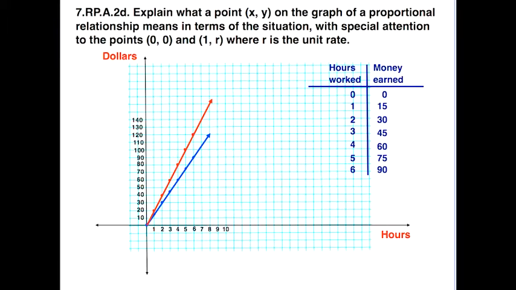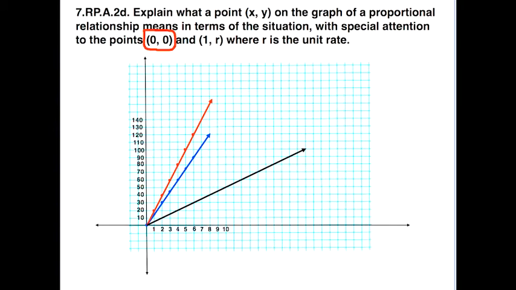Now here's the graph of the previous context. Same type of idea, hours worked and money earned. It was just a different unit rate. Now the standard says to pay special attention to the point (0, 0). Okay, so we have these two contexts, but what if we had some others? So here's an additional example. Here's another. But we do see a pattern.